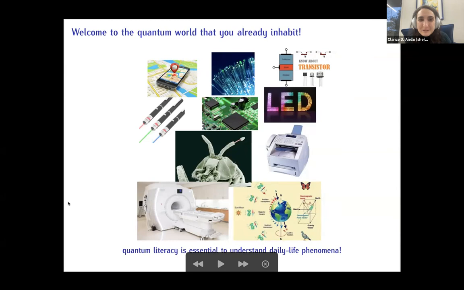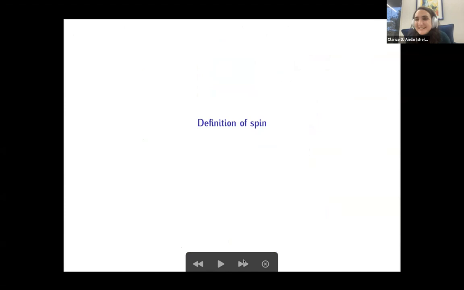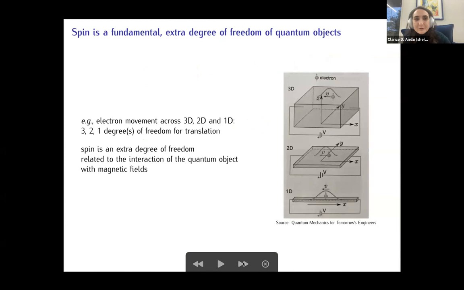Okay, so let's dive right in and let's talk about the definition of spin. I like to think of spin as a fundamental extra degree of freedom of quantum objects. For example, let's talk about degree of freedom. If you have an electron, say, in a nanomaterial, if it's put in a 3D box, it can move in three directions. If it's put in a 2D plane, it can move in two directions. And if it's put in a wire, it can only move in one direction. So here you see 3, 2, and 1 degrees of freedom for movement of this electron.